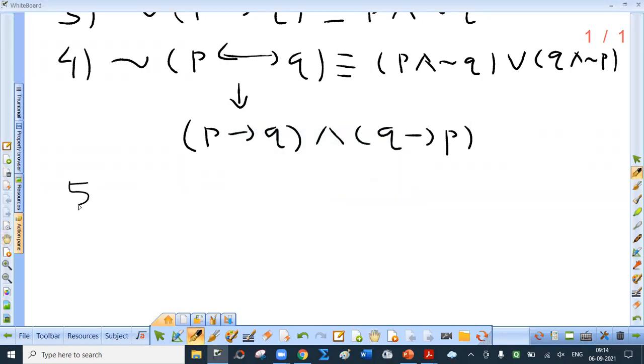And the simplest one is negation of negation. What is negation of negation of P? It is nothing but P. So negation of negation is nothing but the original statement.